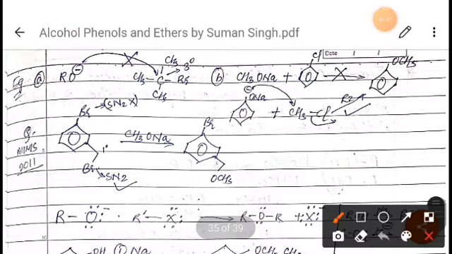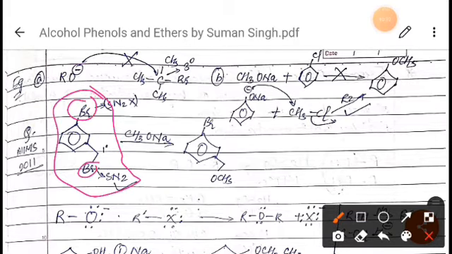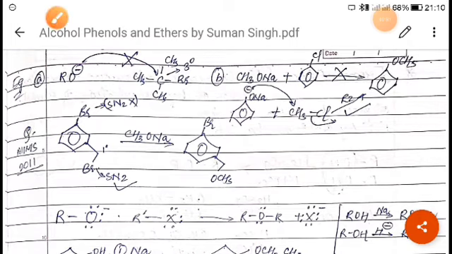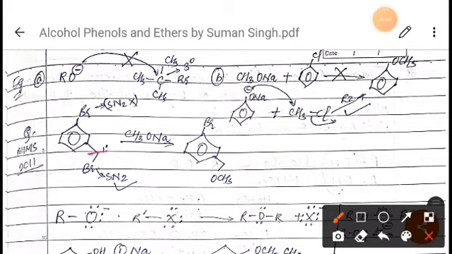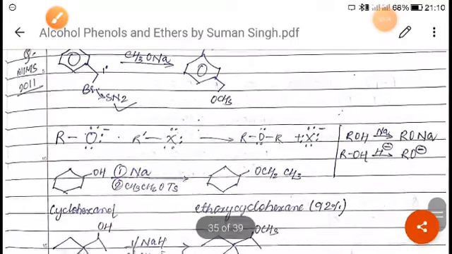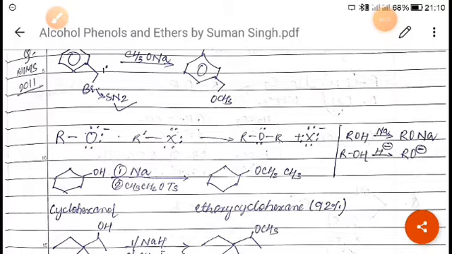Now again, suppose this type of condition is given, in which the Br is here and here is also Br. But always remember that this OCH3 will not react with this Br, because SN2 is not possible here. But here, SN2 is possible, because this carbon is 1 degree, right? So SN2 is possible, and this bromine will go in the SN2 reaction, as you can see here, right? So this was all about some basic idea of the Williamson synthesis, right?